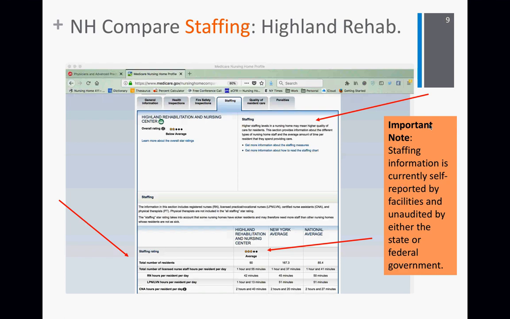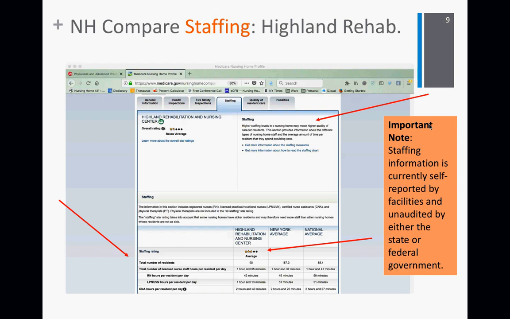We're seeing, for instance, and we'll talk about this, that CMS is moving towards using a payroll-based journal system, a database system that comes from what nursing homes actually pay their staff rather than what they self-report. That payroll-based system, which is coming into place now, is auditable, and it's based again on what nursing homes have actually paid their staff, for people who are there as nurses, as LPNs, as CNAs, etc.